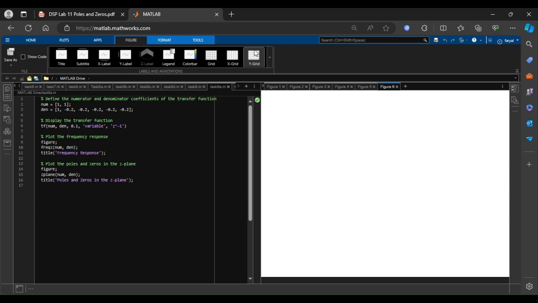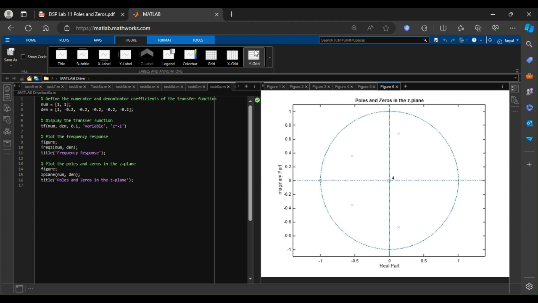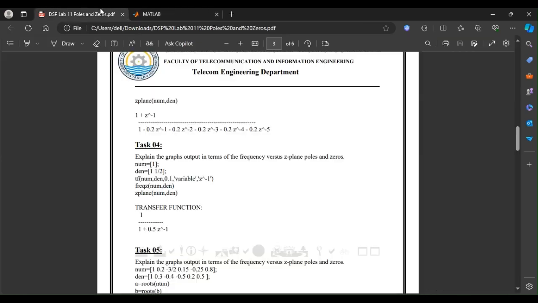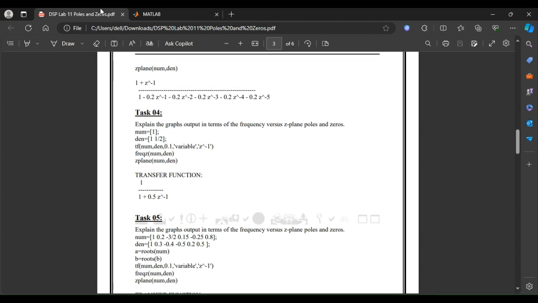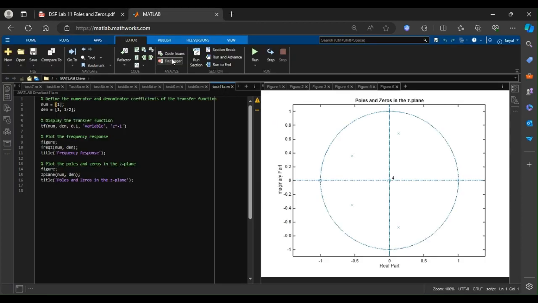Basically, zeros represent the frequencies where a system has no response, while poles represent the frequencies that affect the system response. The frequency response plot is represented here, and the z-plane plot visualizes how the location of these poles and zeros affects the system's frequency response and stability. Here, as we can see, there are four poles and two zeros. Moving towards the fourth task of the lab, we have a numerator 1 and a denominator 1 and 1 by 2. Here is the output to our task.